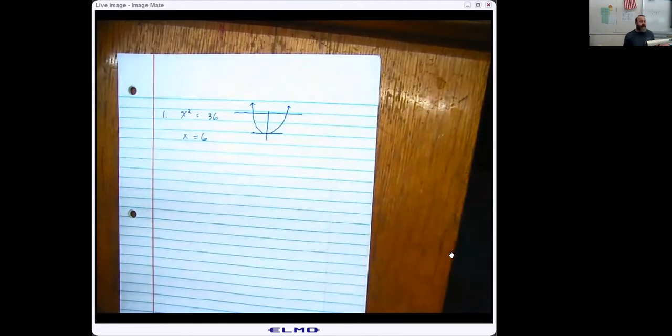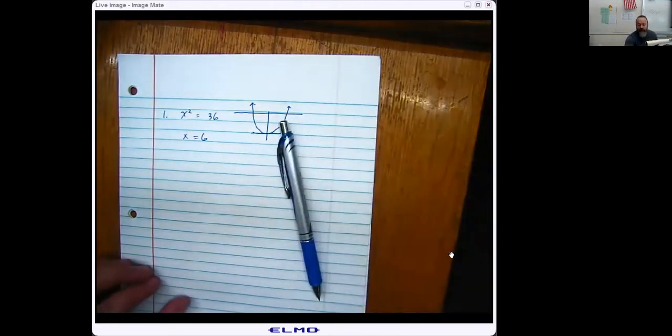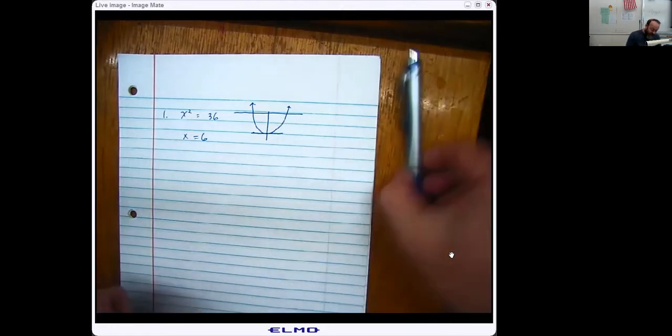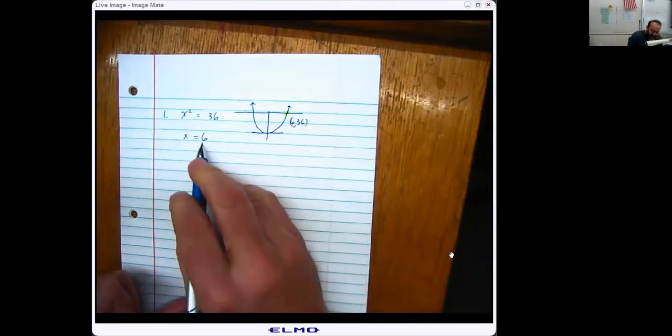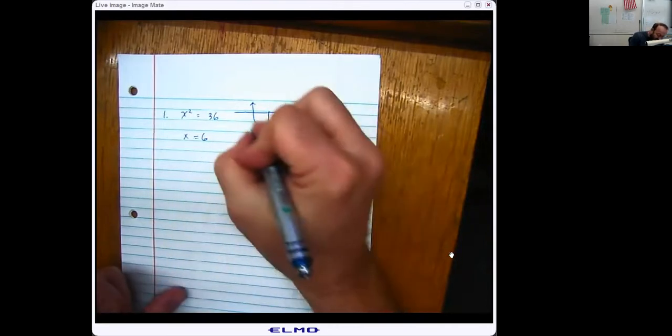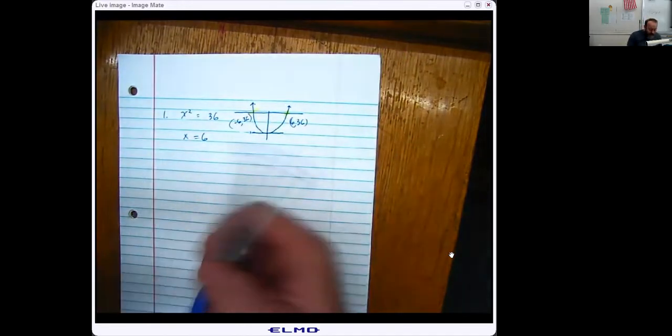Well, what you notice right away is you don't have one solution. It's true that it hits over here at the number 6 comma 36, so that value is a good value. It's not like this is a bad solution. It's just not a complete solution, because if you also square -6, you would also get 36. So we don't get one answer. We actually have two answers.